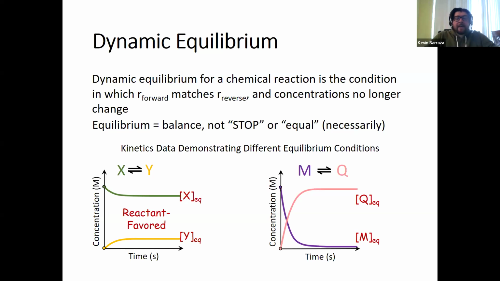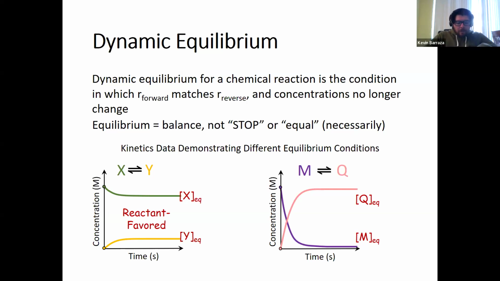So when that happens, if we come into balance and we don't make a lot of product, we say we still have a lot of reactant left over, and the concentration stopped changing. We call that reactant favored. So this is a reactant favored equilibrium because it went forward only a little bit and we still have a lot of reactant by the time we've come to balance, by the time we've come to equilibrium.